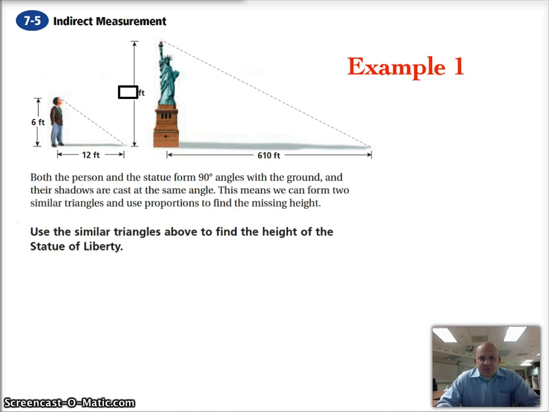Let's take a look at our first example. It's of the Statue of Liberty. Here it says, both the person and the statue form 90-degree angles. So 90-degree angles are right here. And that's the sign of a 90-degree angle. It's a little square in the corner of this triangular shape. Both the person and the statue form 90-degree angles with the ground, and their shadows are cast at the same angle. This means we can form two similar triangles and use proportions to find the missing height. In other words, this right here forms similar triangles.